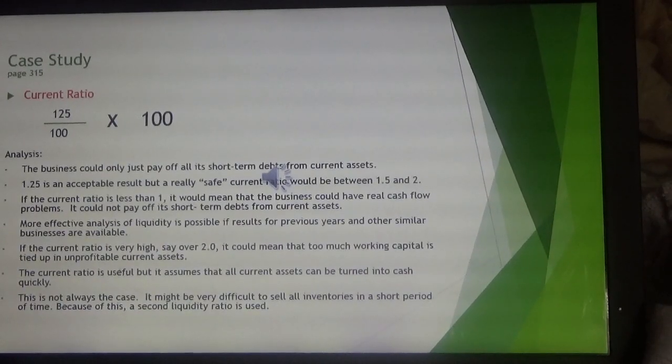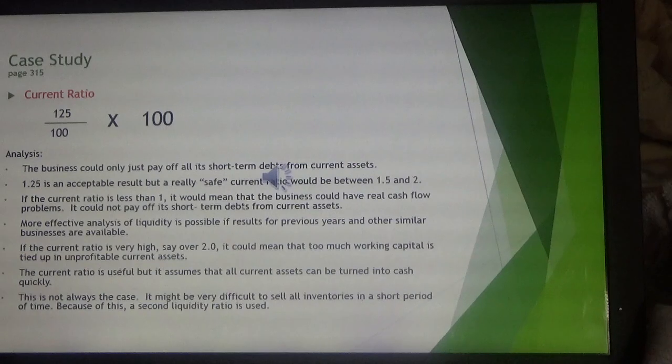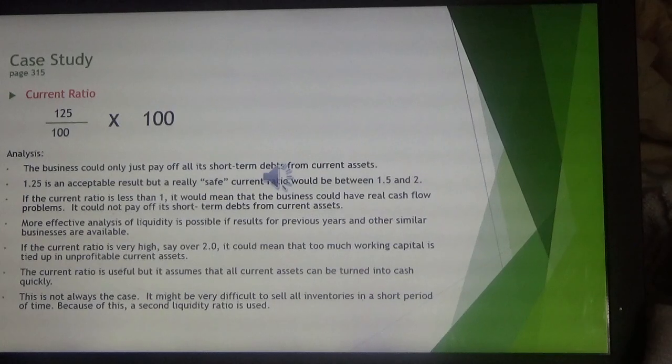Okay, now considering this case study on page 315, we may apply the current ratio formula, and we shall be considering also the same company. The analysis for this result is, first, the business could only just pay off all its short-term debts from current assets. 1.25 is an acceptable result, but a really safe current ratio would be between 1.5 and 2.